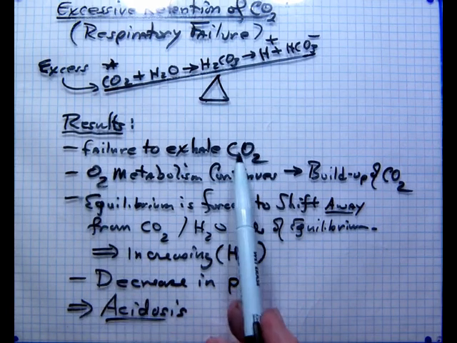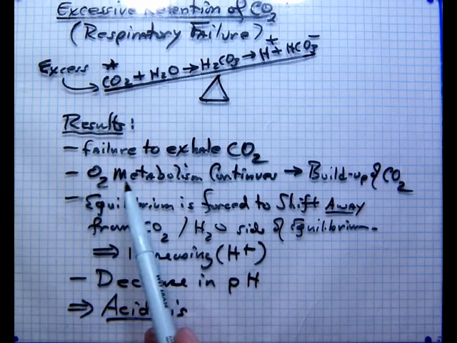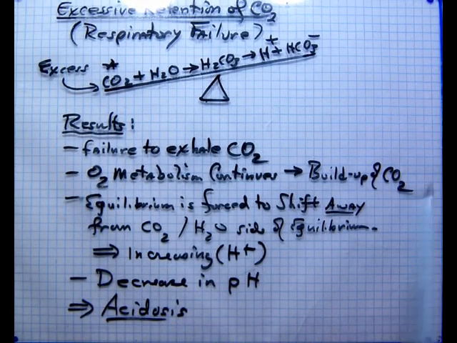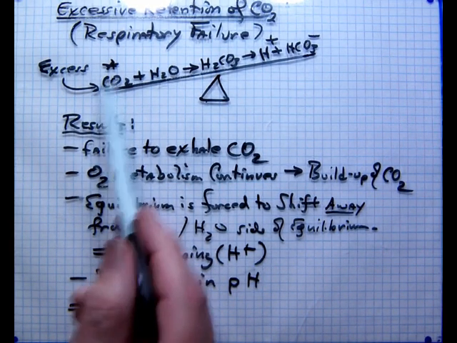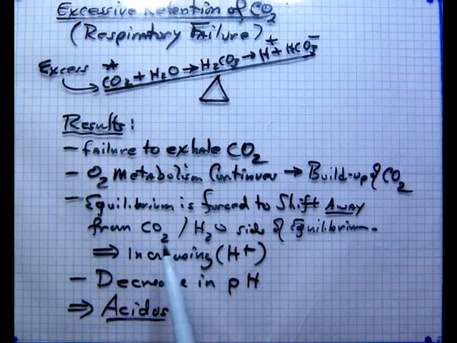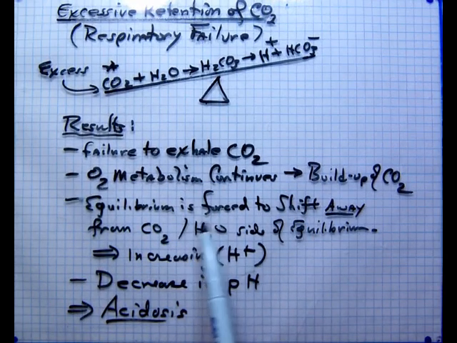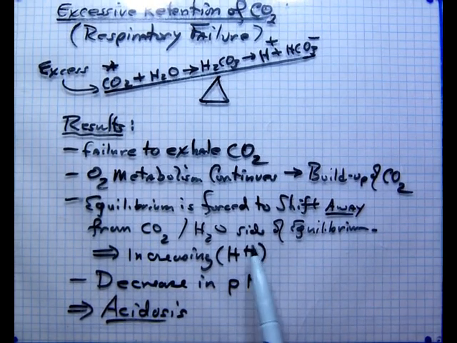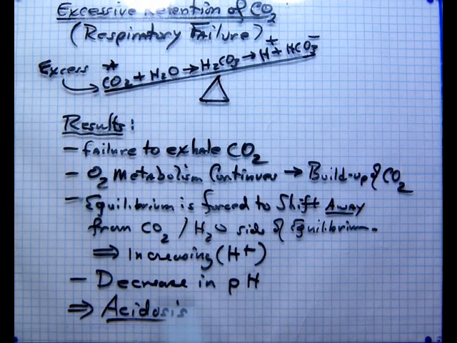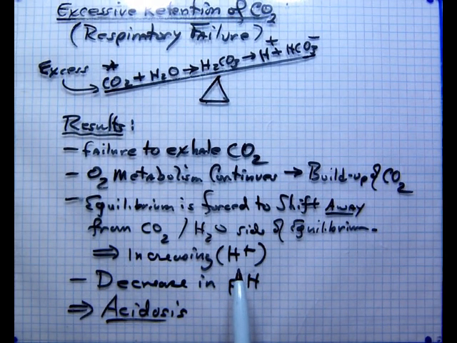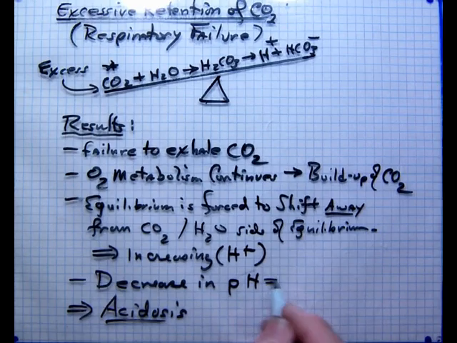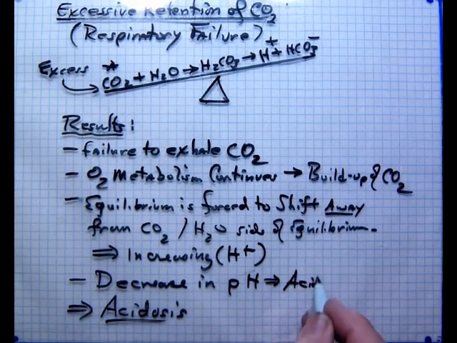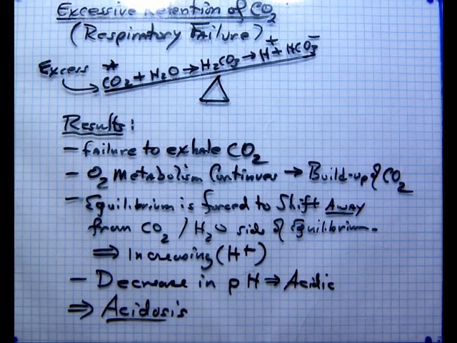So as a result, you fail to exhale the CO2. But the metabolism continues, and you'll build up some CO2. The equilibrium then is tilted left, or toward the CO2 side, and is forced to shift away from the CO2 side of the equilibrium. As a result, you're building up a larger hydronium ion concentration in the system, which is a decrease in pH, and that goes toward the acidic end, resulting in acidosis.